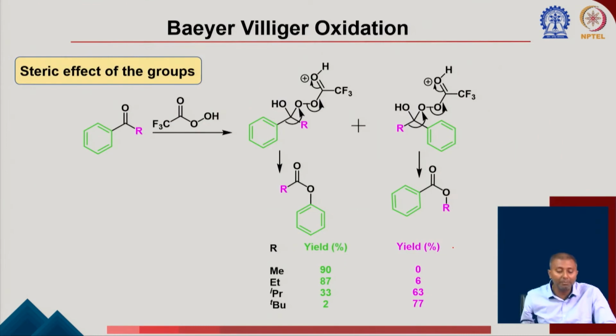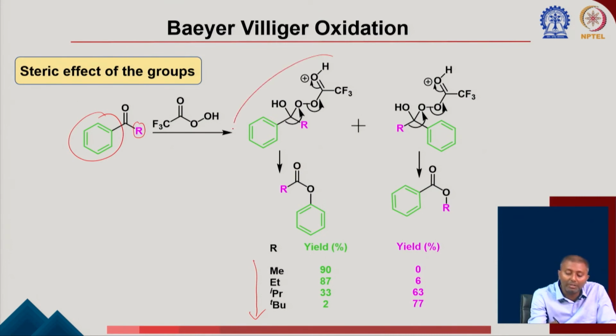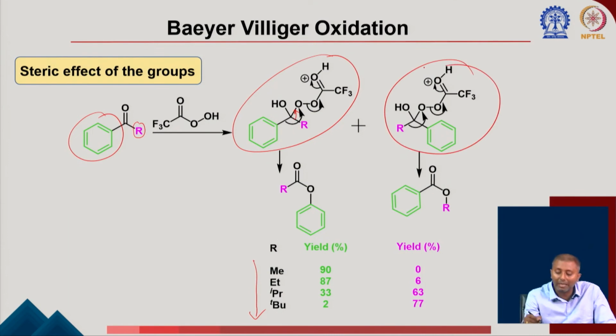So let's start with this simple example here. If we have different types of acetophenone derivatives, here we are changing the group in this acetophenone from methyl to ethyl to isopropyl to tert-butyl. So on one side we are increasing the steric effect, we are increasing their size. On the other side we have a phenyl. Once it forms the corresponding Criegee intermediate, there are two possibilities: either the phenyl can migrate here or the R group can migrate here, which can form this particular product. If phenyl migrates, it will form this product.